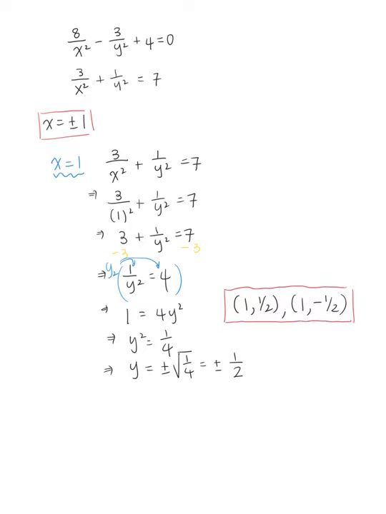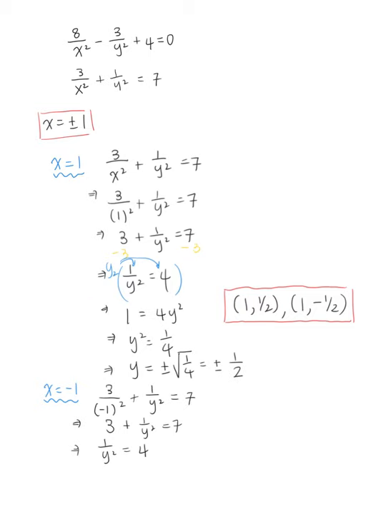Now we have to do the same thing for x equals negative 1. I'm going to plug that into the second original equation again. So you're going to have 3 over negative 1 squared plus 1 over y squared equals 7. Negative 1 whole quantity squared gives you positive 1, so we're going to get the same answer here. So you're going to have 3 plus 1 over y squared equals 7. So that means that 1 over y squared is 4. It's exactly the same thing as what we got here, right?